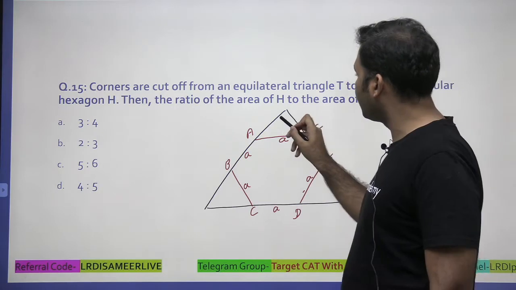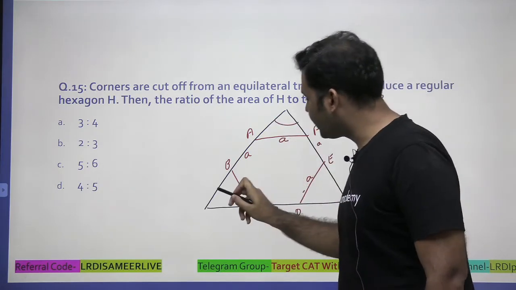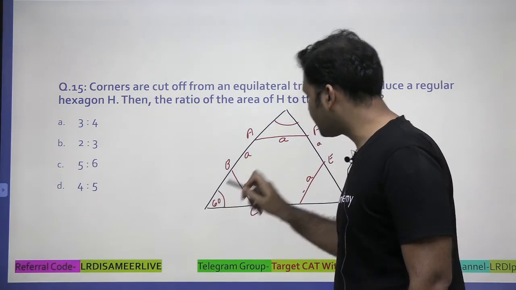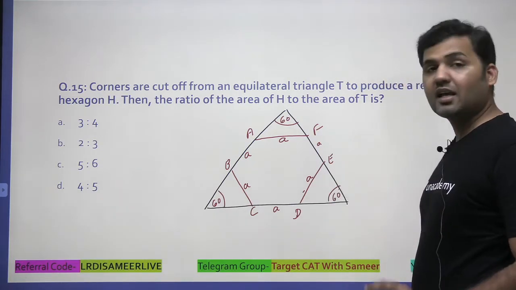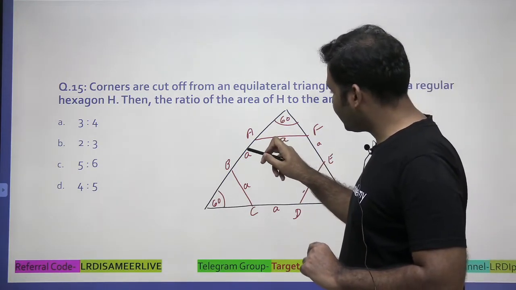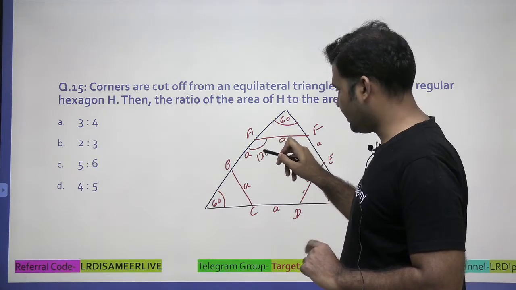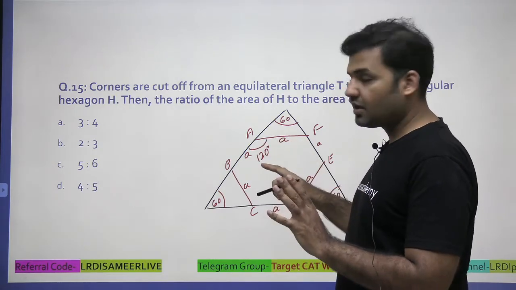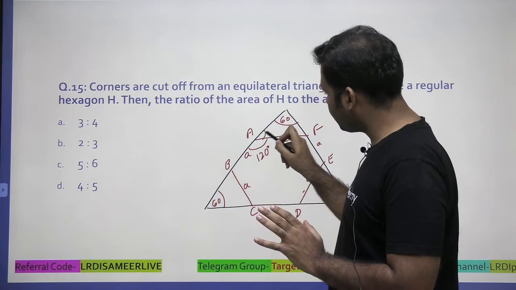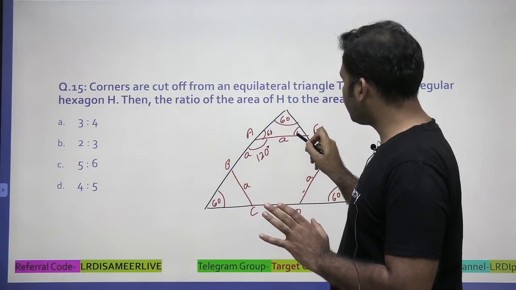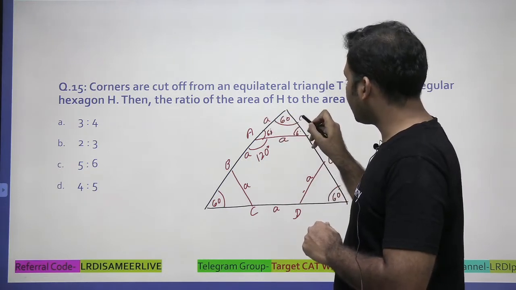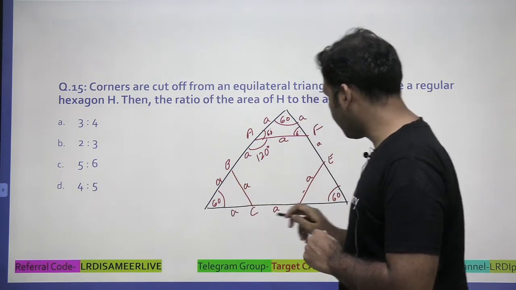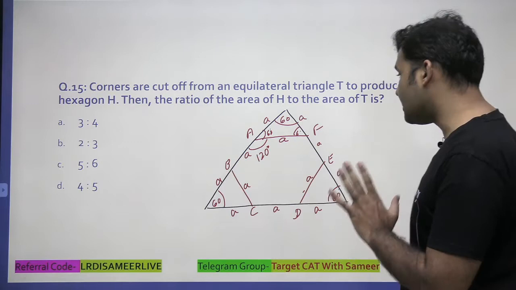Also, you can see that in an equilateral triangle, all the angles are 60 degrees. This angle will be 60, this will be 60, and this will also be 60. And in a regular hexagon, the internal angle is 120 degrees. This is also a basic concept. If this is 120, can I say this will be 60? This will also be 60. That means this will also be an equilateral triangle. Can I say all these sides will also be equal to A? Now that's it. The question is done.